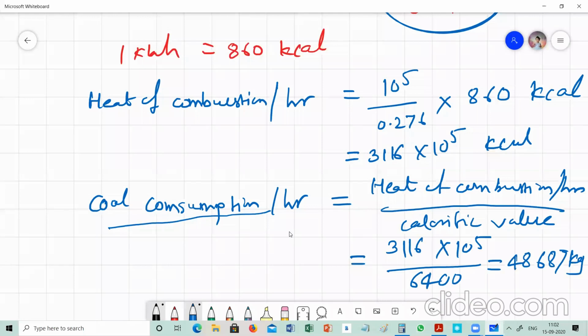Okay, now we have taken all the types of problems on thermal power plant. In the next lecture we will see the problems on nuclear power plant. Okay, do you have any doubts?